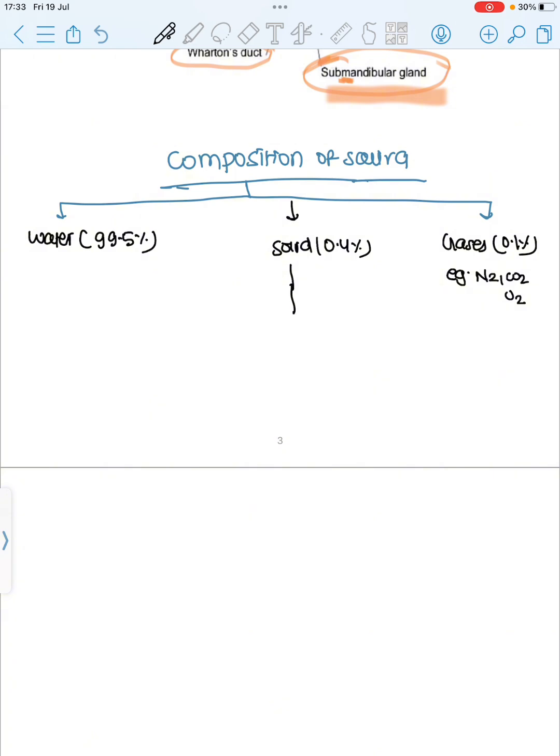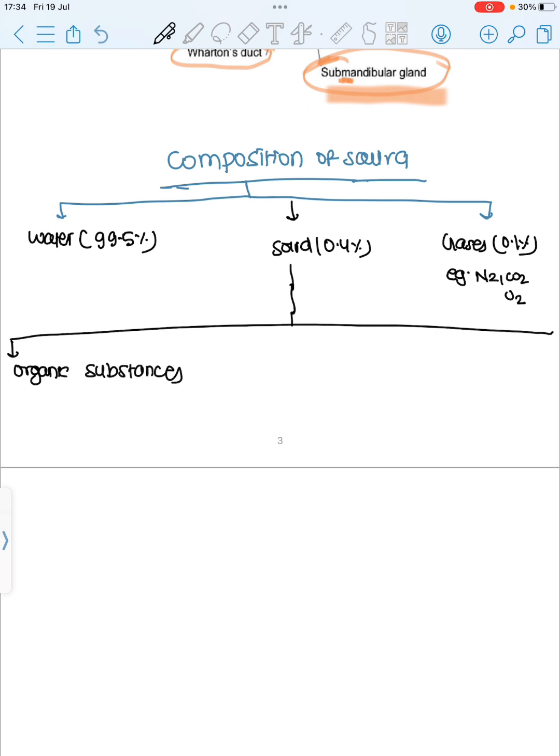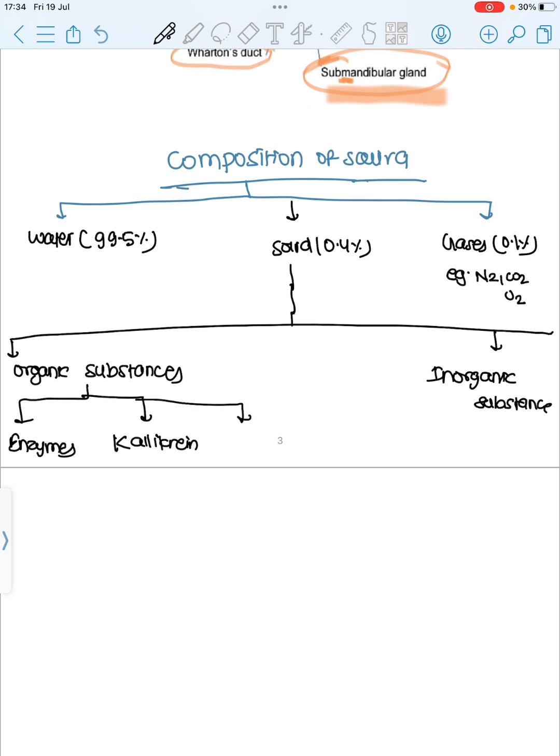In solids, we have further subclasses, which are organic substances and inorganic substances. In organic substances, we have enzymes, kallikrein, and secretory immunoglobulin A. In enzymes, there are several kinds of enzymes.